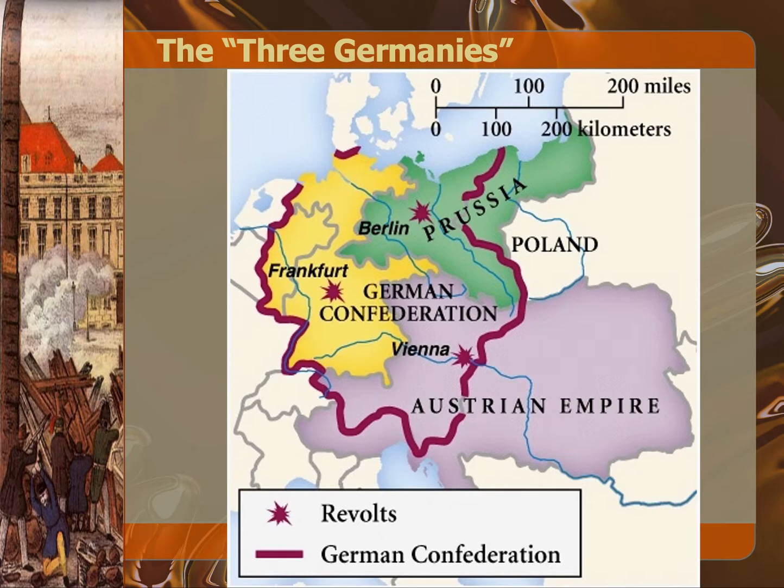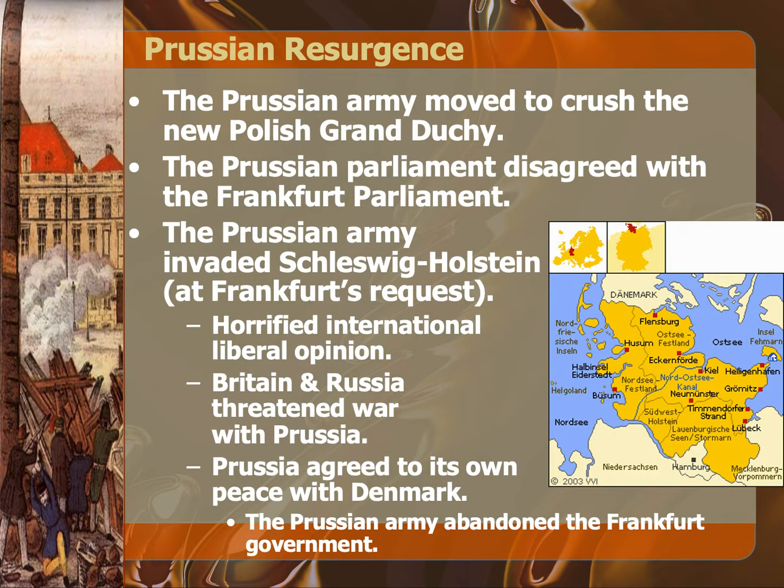And that's why we're having this kind of struggle. You have the liberals, centered more in Frankfurt, that want to have this power sharing agreement. You have Prussia that wants to be the head of Germany. You have the Austrians who are pushing to be the head of Germany. So the Prussian army is going to move to crush that Polish uprising that we talked about earlier. And the Prussian parliament disagrees with the Frankfurt parliament.